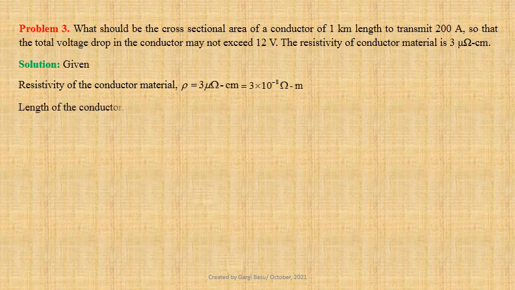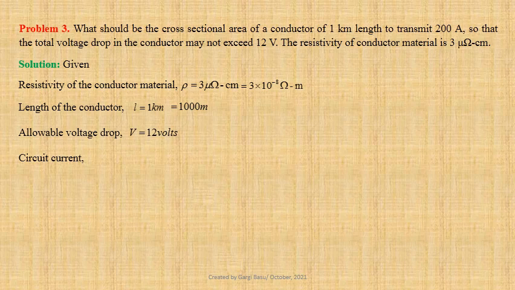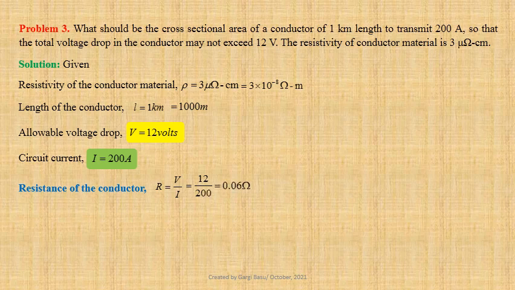Length of the conductor L equals 1 kilometer, that is equal to 1000 meters. Maximum allowable voltage drop V equals 12 volts. Circuit current I equals 200 ampere. Let us now determine resistance of the conductor. R equals V divided by I. Using values we get 12 divided by 200, that gives us 0.06 ohm.